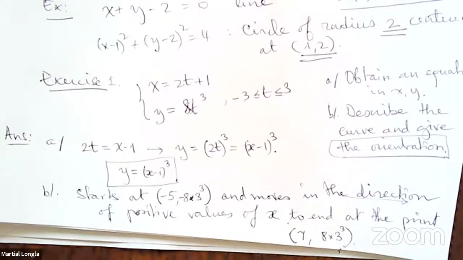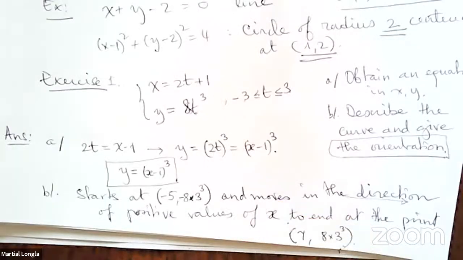Any questions? I have a question. Yeah. Why is there no 8 in part A of the answer? Or like, where did 8 go? That's 2t cubed. 2 cubed is 8.